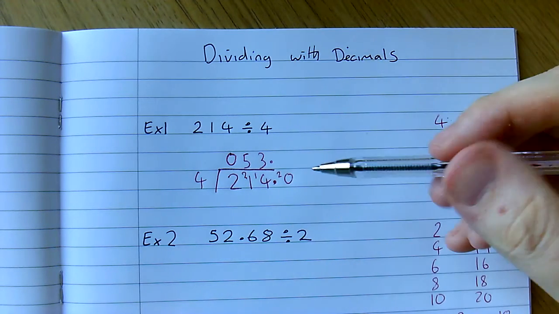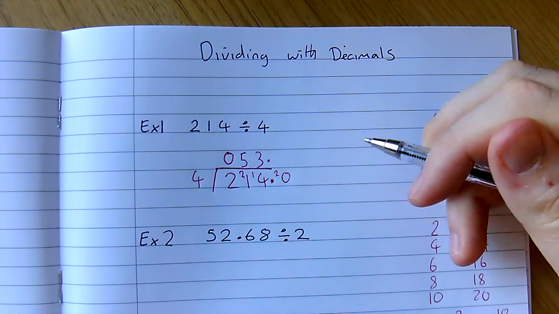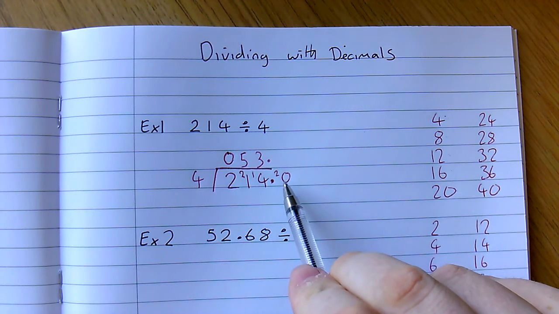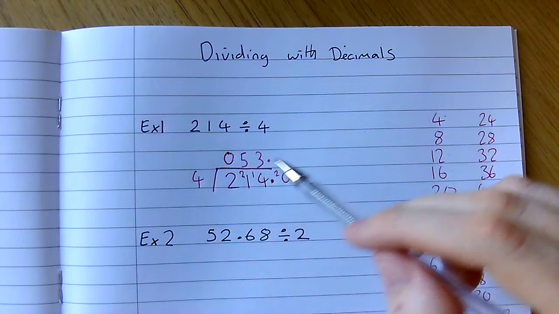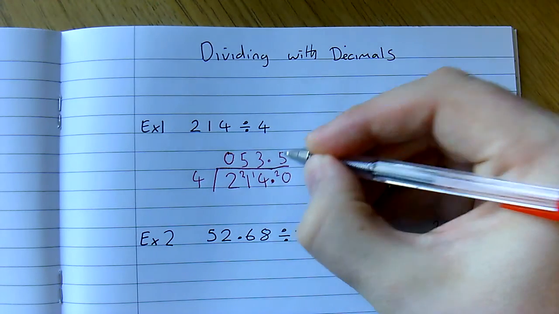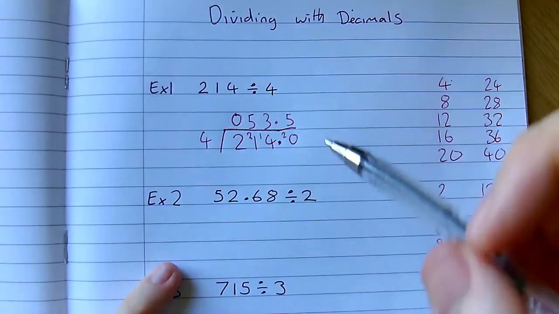Now, in primary school, you might say, well, it's 53 remainder 2. Obviously, at secondary school, we need to be a bit more precise. So that remainder 2 is carried onto the top of a 0. Now, 4 goes into 20 5 times. I now have the answer of 53.5.